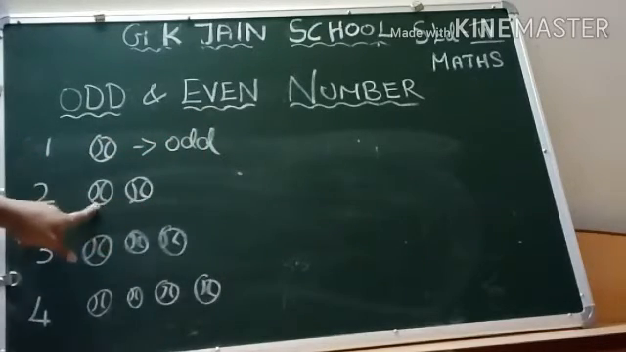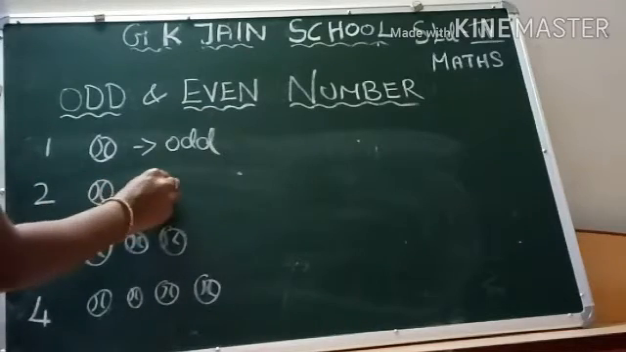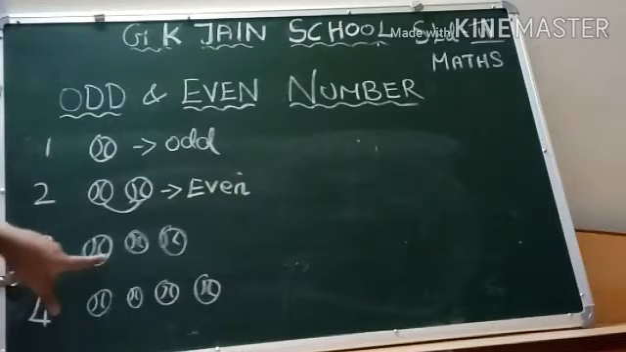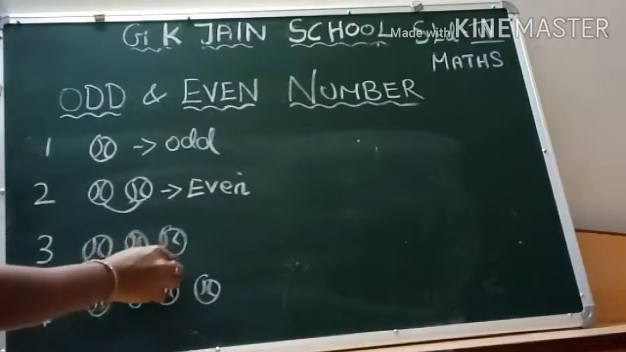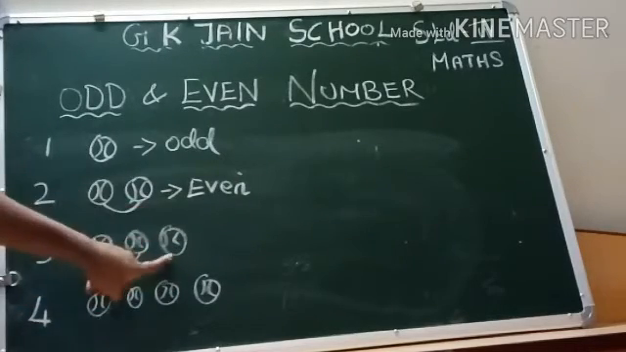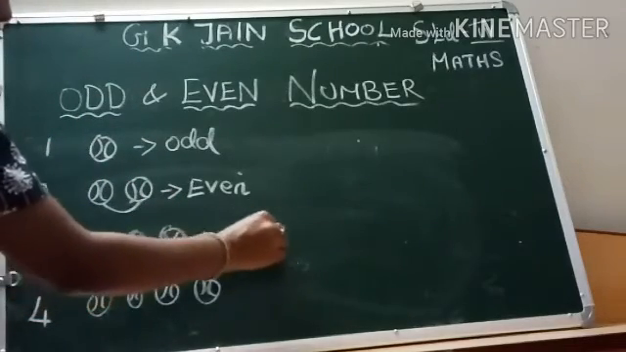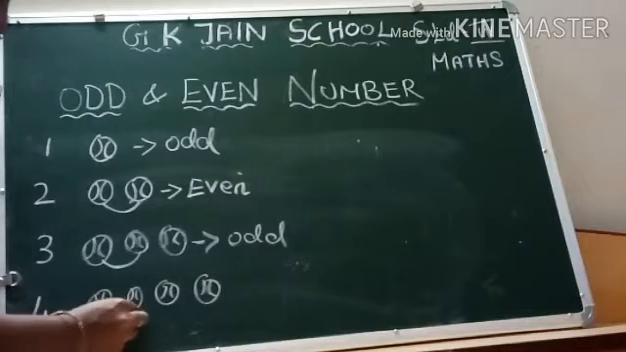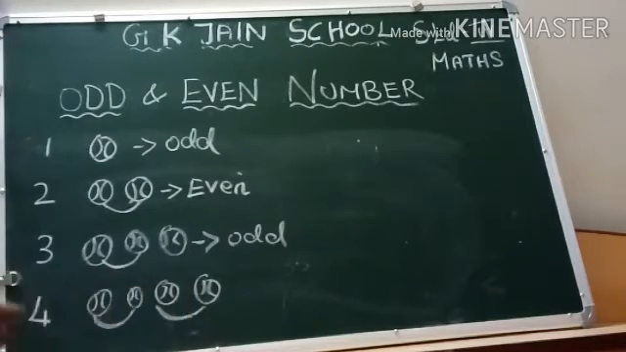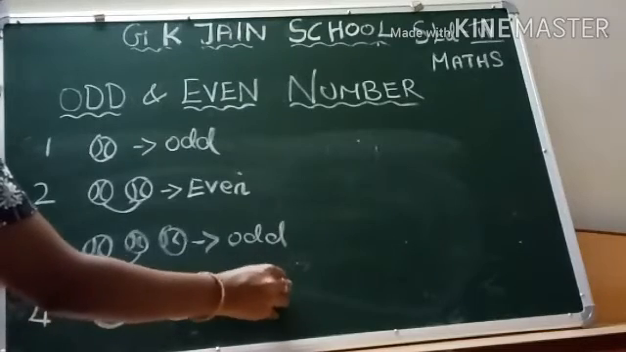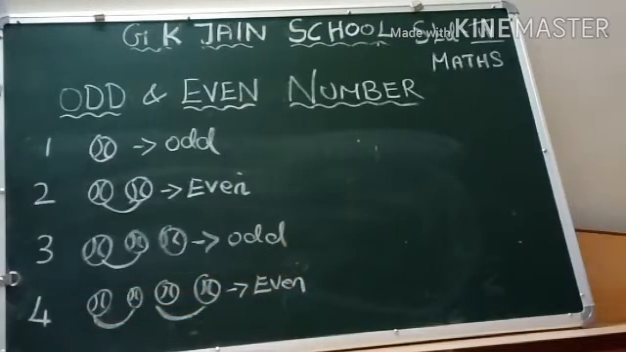1, 2. So it has a pair. So this is an even number. The next one has no pair. So this is an odd number. 1, 2. It has a pair. So this is an even number. Got it? So this is the way to identify odd numbers and even numbers.